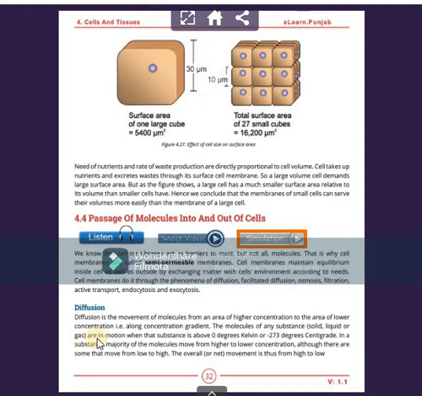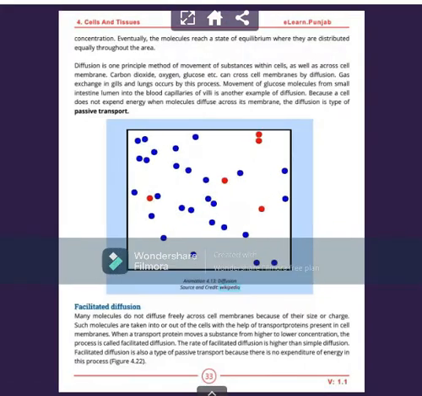Diffusion is the movement of molecules from an area of higher concentration to an area of lower concentration, that is, along the concentration gradient. That means everything can move from the higher concentration towards the lower concentration. That is why we say it is along the concentration gradient. Most molecules move from higher to lower concentration, while some move from low to high. So the overall movement is from high to low gradient.